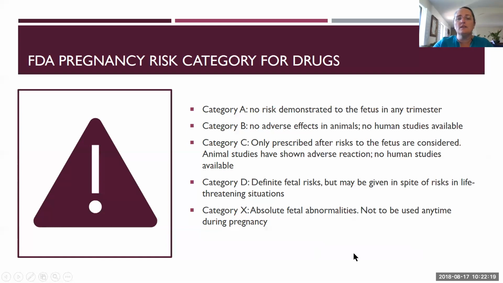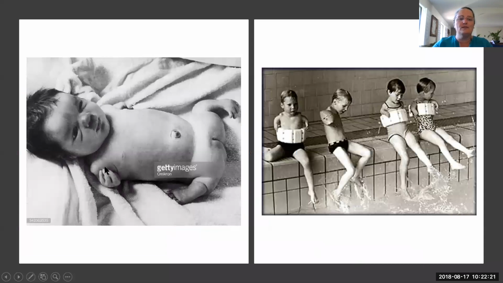So here's a picture of the thalidomide babies. These were babies that were born with no arms and no legs. There were thousands of them that were born. And if you want to spend some time looking at that online, it's pretty interesting.